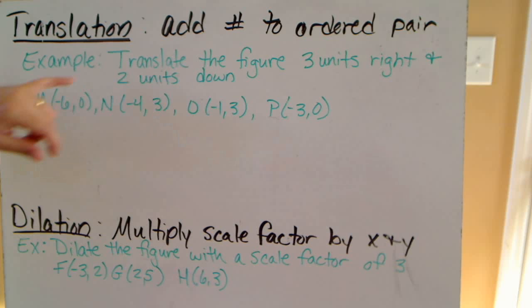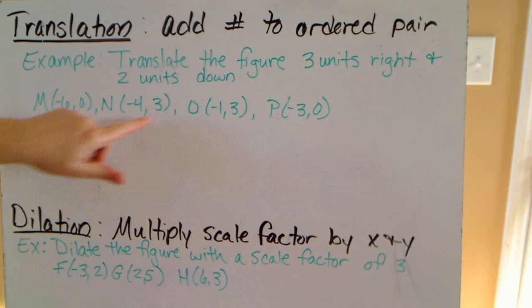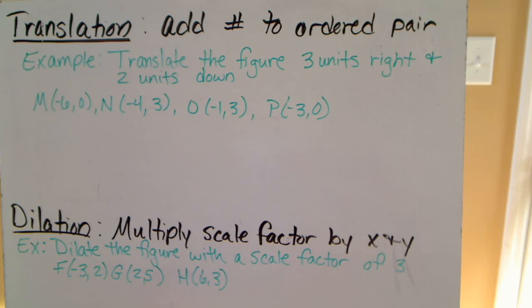So the example is to translate the figure 3 units to the right and 2 units down. And then it gives you 4 ordered pairs, which form some type of quadrilateral on a graph. So it says to add the number to the ordered pairs. 3 units to the right, we're talking about left and right, so that's going to be the x value. And then 2 units down, talking about up and down, that's going to be the y value. So you're going to add 3, as right is a positive direction. 2 units down is a negative direction, so we're going to actually subtract 2 from our y values. So you can do that to each of your ordered pairs.